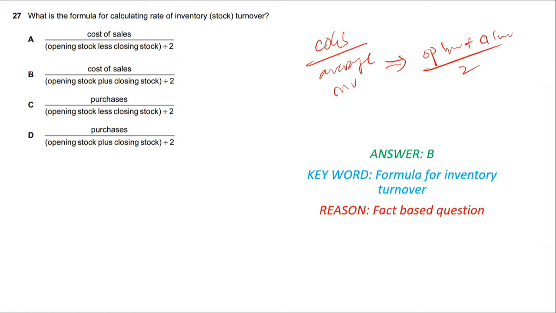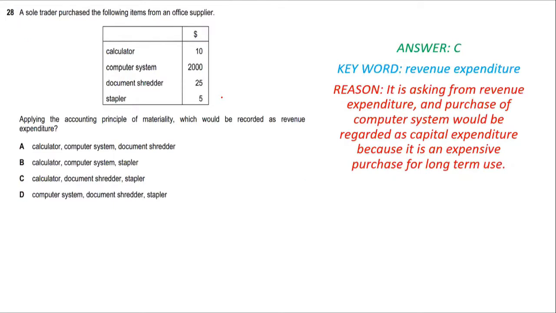And that's option B. Option A is incorrect because they use the term less. Option C and D are incorrect because they use purchases. So you are left with option B. Option B is the correct answer for multiple choice 27.